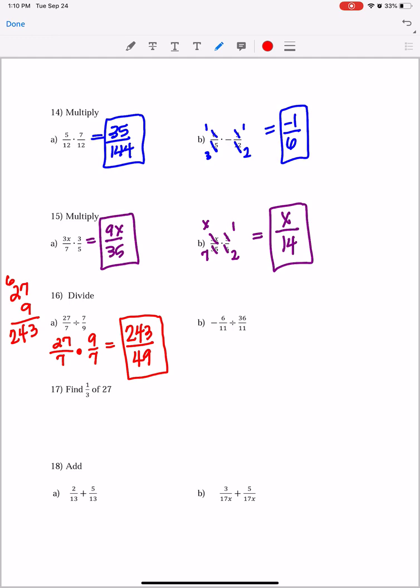B is the same thing. Keep, change, flip. Keep your first fraction. Change your divide to multiply and flip your fraction. So 36 over 11 becomes 11 over 36. Cross-reduce if you can. So when I'm looking this way, 6 and 36 are both divisible by 6. So 6 divided by 6 is 1. 36 divided by 6 is 6. Now look this way. 11 and 11. We can reduce those to a 1.